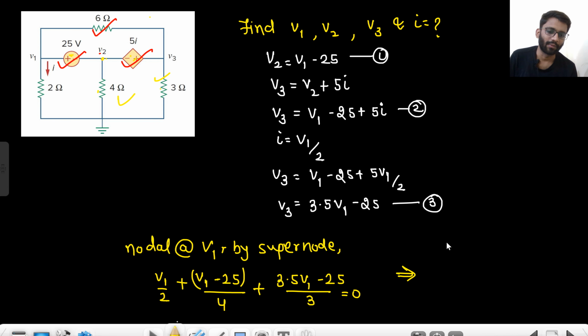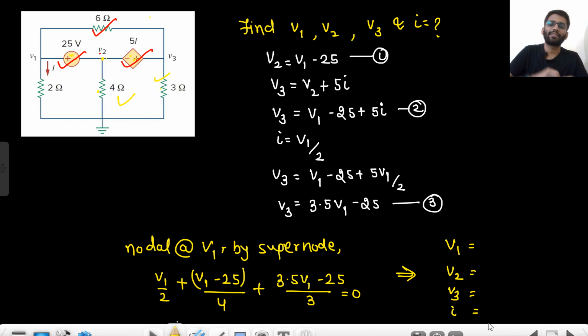So from here you will get all the values. From here you will get the value of V1, then you can get the value of V2. If you know the value of V1, you will get the value of V3, and if you know the value of V1, you can get the value of I as well. So from here you will get the V1, V2, V3 and I. I will check the answer and write down the value. So I hope you have understood the concept.